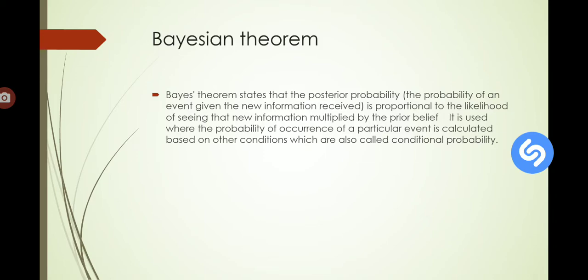Now this is the Bayesian theorem. The Bayesian theorem states that the posterior probability, or the probability of an event given the new information received, is proportional to the likelihood of seeing that new information multiplied by the prior belief. It is used where the probability of occurrence of a particular event is calculated based on other conditions, which are also called conditional probabilities.